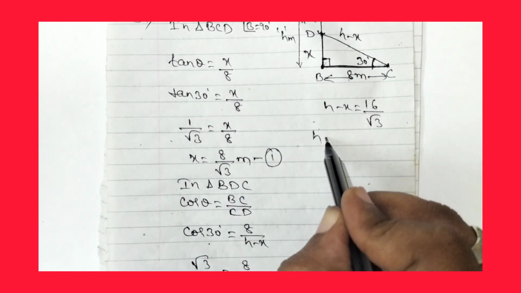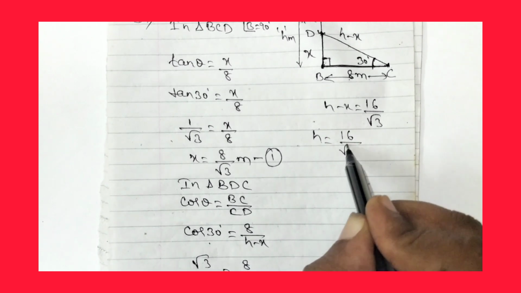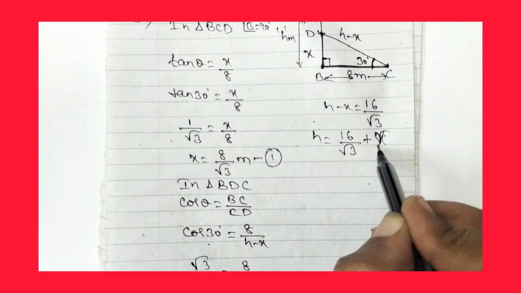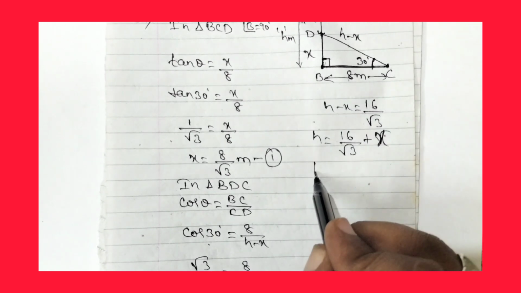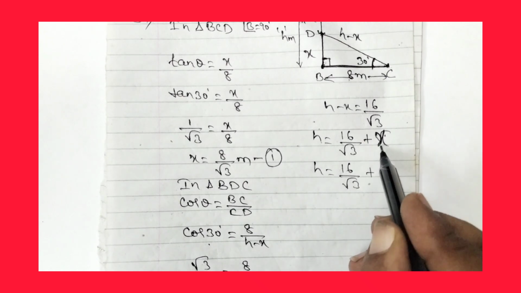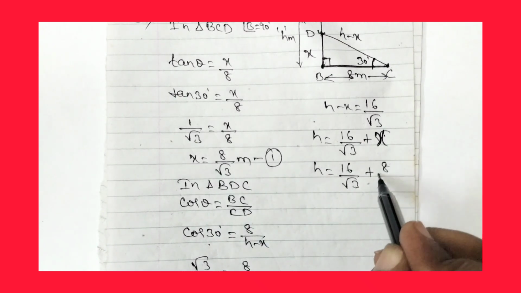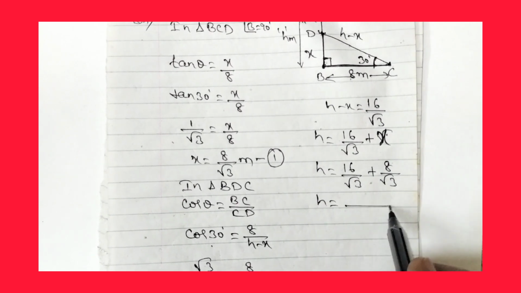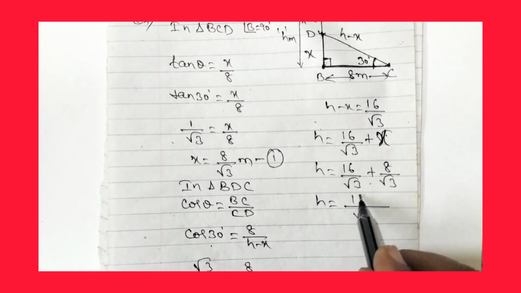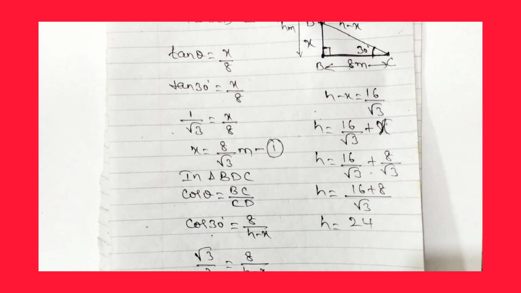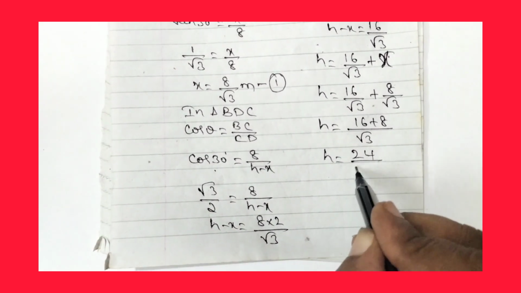So we want h, which is equal to 16 by root 3 plus x. This minus x becomes plus x. H is equal to 16 by root 3 plus x, and x we already got as 8 by root 3. Both the denominators are the same, so add the numerators. Now h is equal to 16 plus 8, which becomes 24, so 24 divided by root 3.